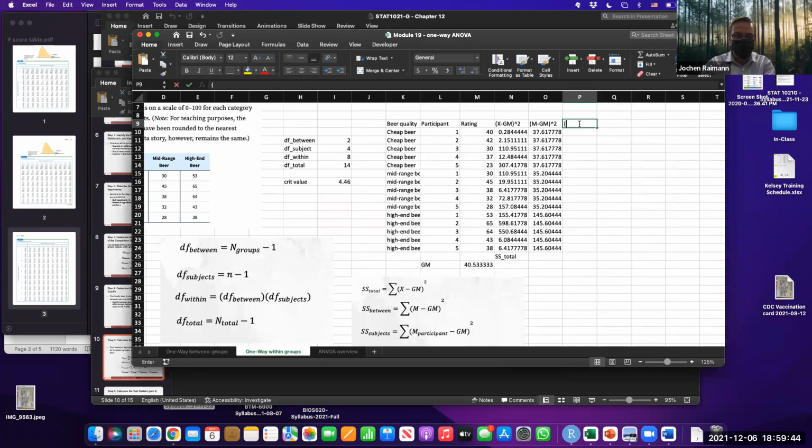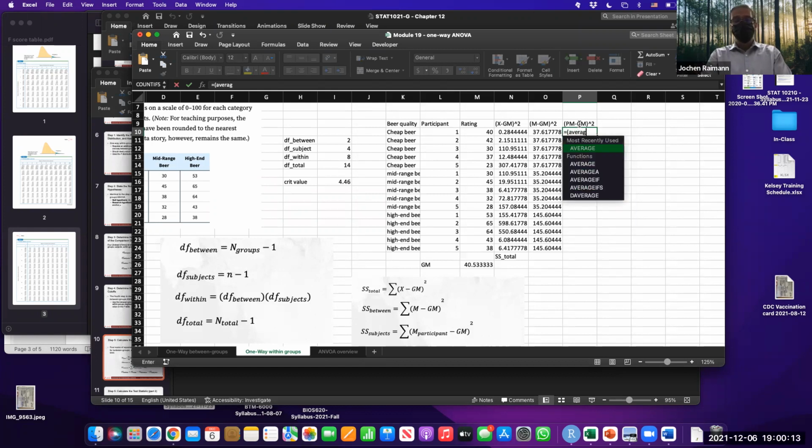Okay, good. Participant mean, PM, minus GM squared. Participant mean minus grand mean. It sounds more complicated than it is. It's not that hard. So we have now, and now you're really not gonna like me anymore. So we have average.